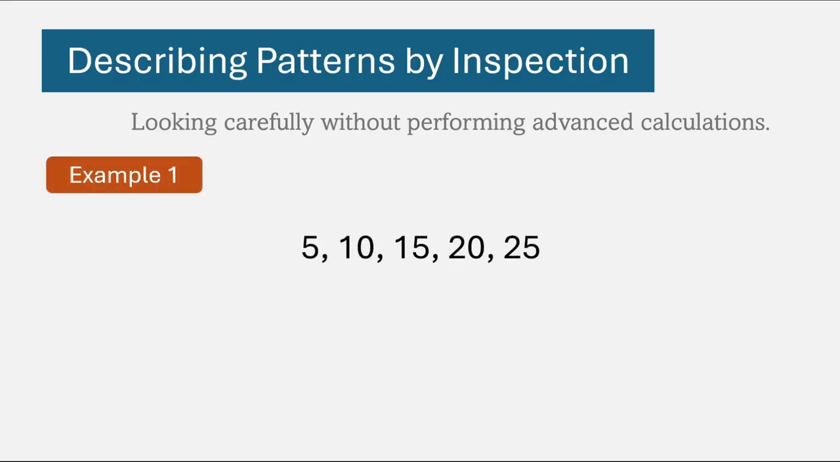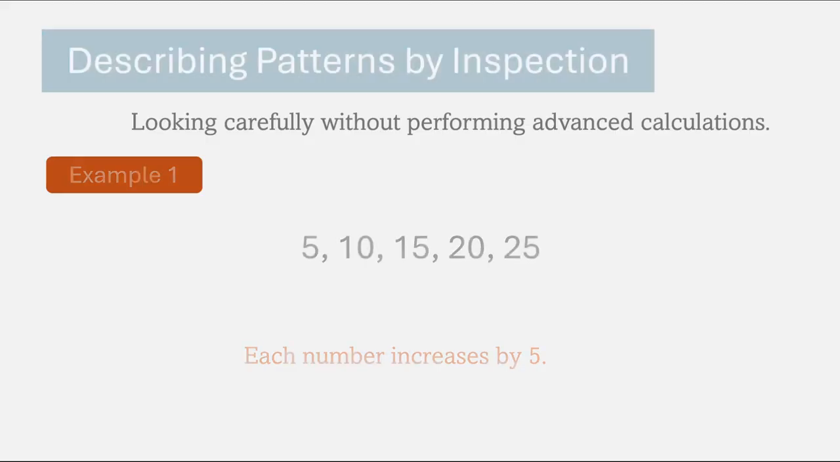So an example is you take a look at this sequence of numbers: 5, 10, 15, 20, and 25. What can you say about this sequence? Okay, so each number is increased by 5. So the pattern is very much readily observable.